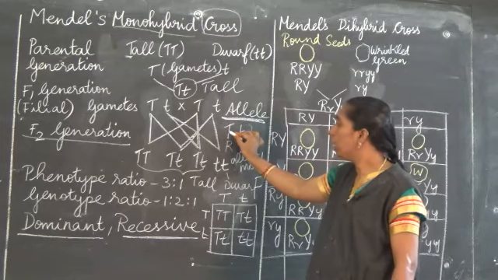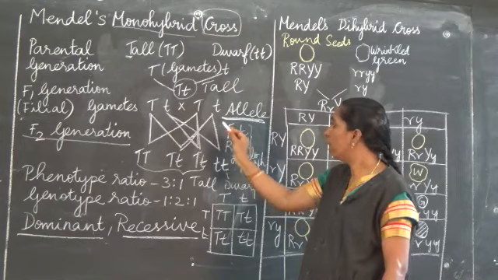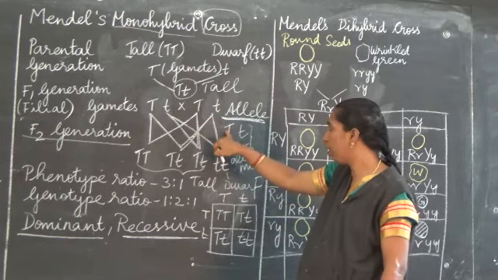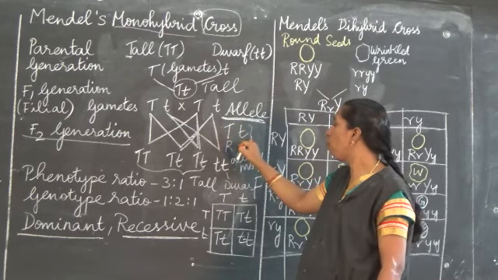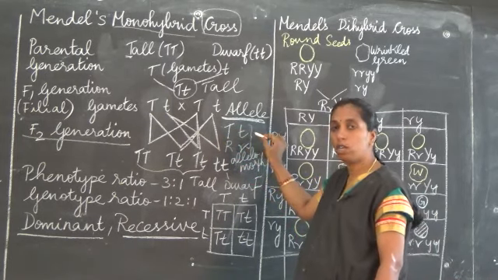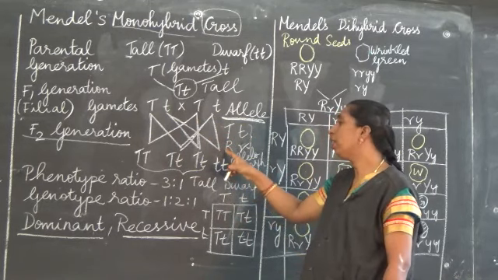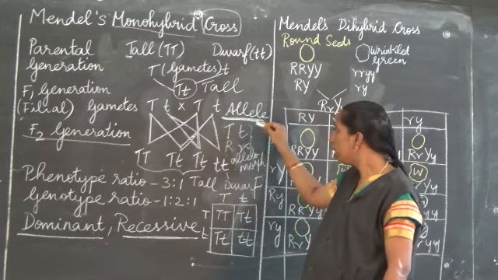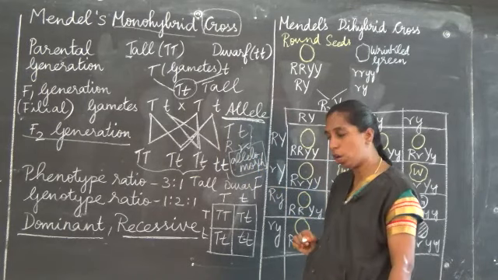Allele means the alternative expression of the same gene. For the character stem height, capital T is the tallness, capital T is one allele, and the alternate expression is small t. For the character height, the plant can be either tall or dwarf. And for the character seed shape, the shape can be round, and the other alternative form is wrinkled. Such pairs are called as allelomorph.